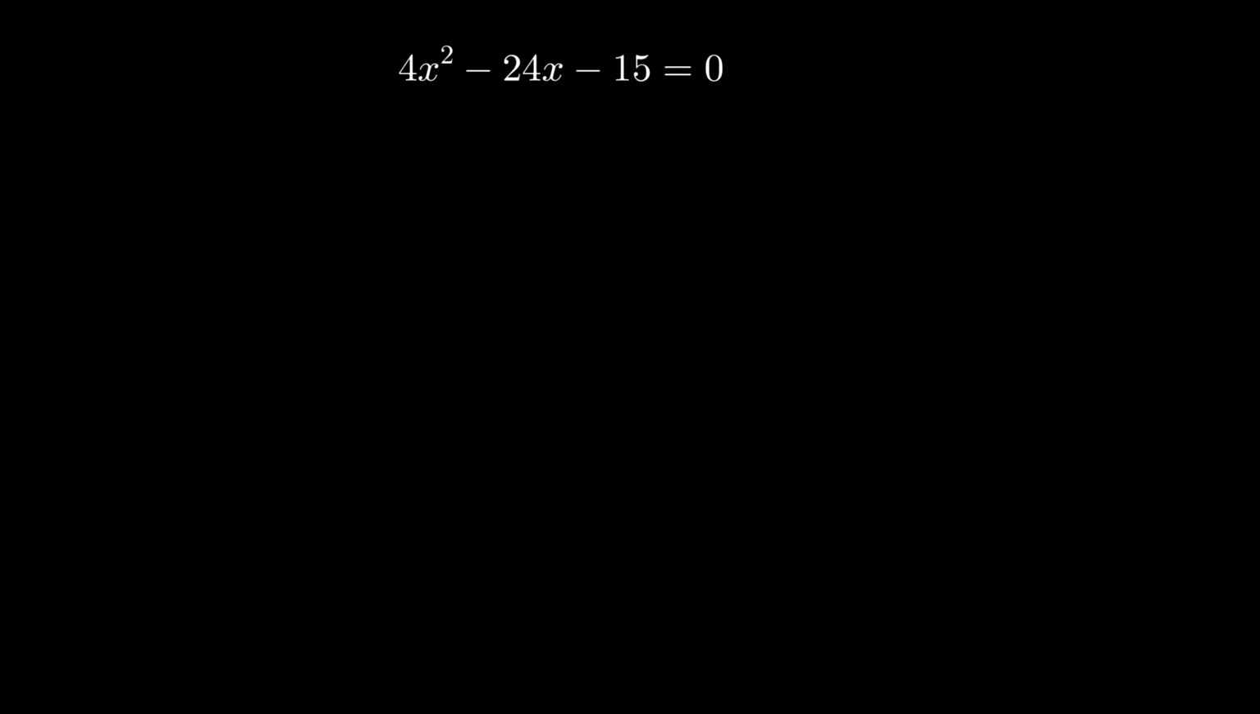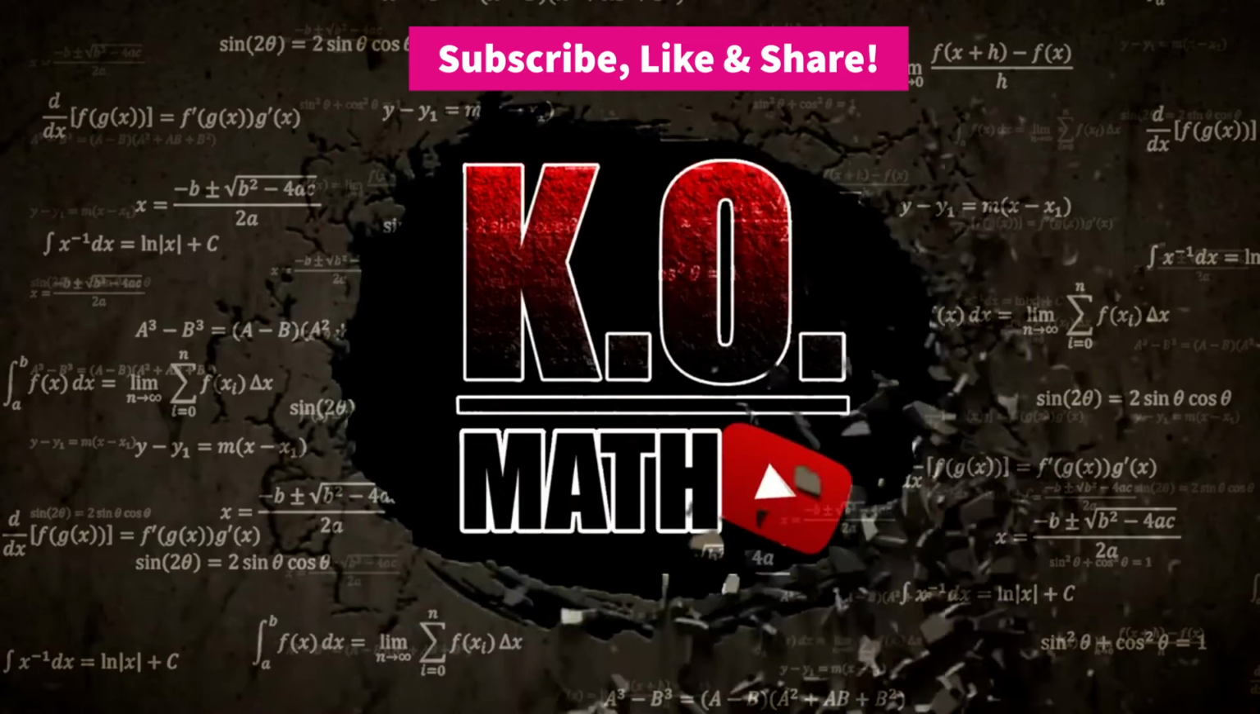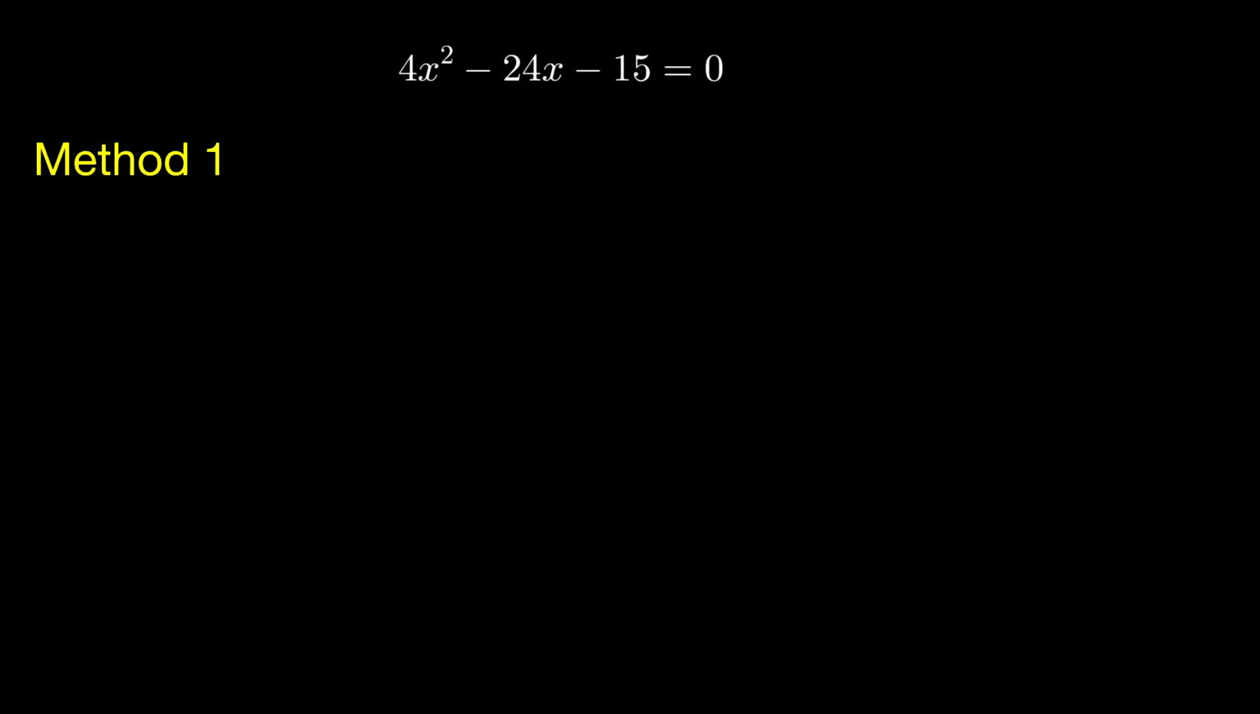Hello everyone. In this video, I'm going to show you how to solve this quadratic equation here by completing the square in three ways. Let's get started. First method. Here, we're going to solve this equation by first making this coefficient of x squared equal to 1 before we do the completing the square.